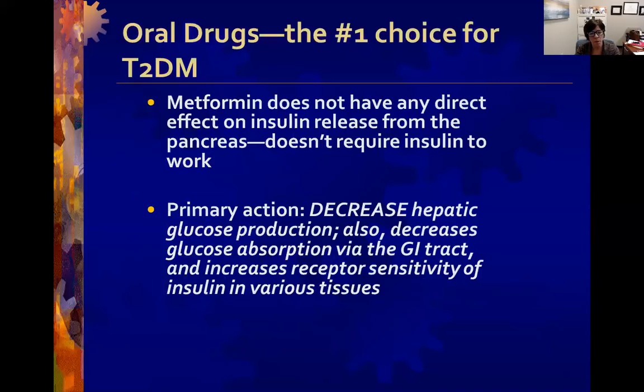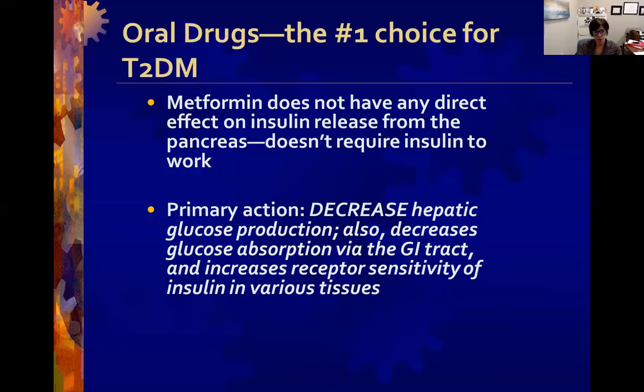Recall what metformin does. It doesn't have any direct action on insulin release from the pancreas, so it doesn't work in the pancreas at all. It decreases the hepatic glucose production. So remember I said in the very beginning that type 2 diabetics have issues. They're producing too much glucose in the liver. So it decreases the hepatic glucose production. So all the stored glucose in the liver, we decrease that production.